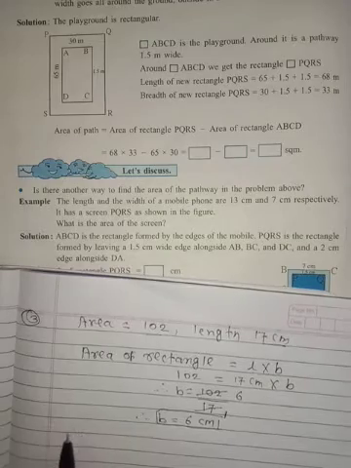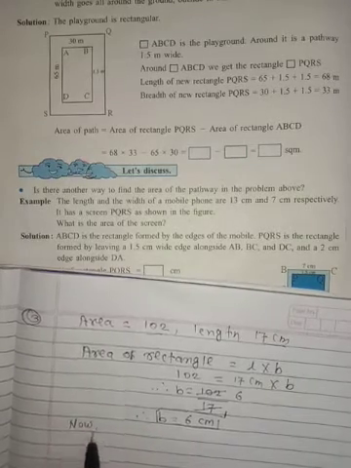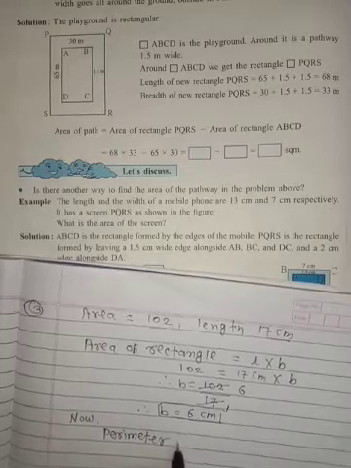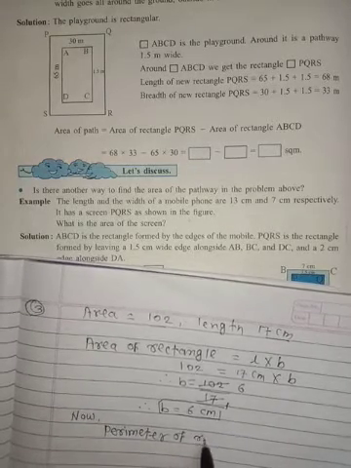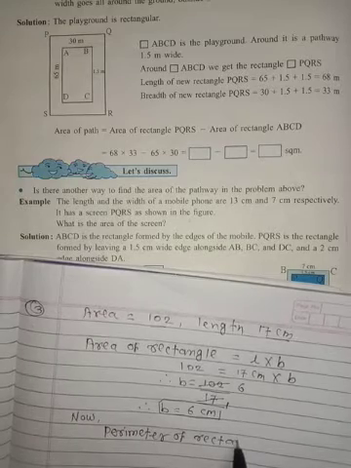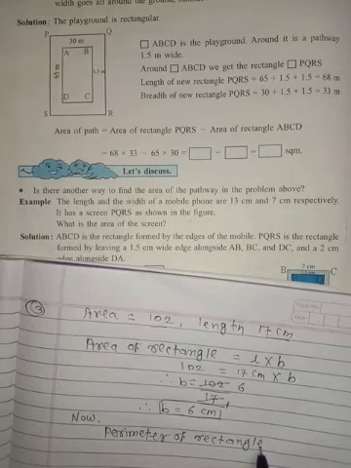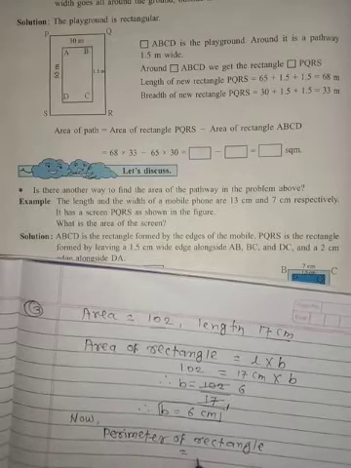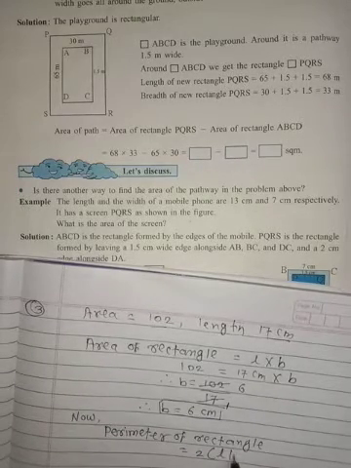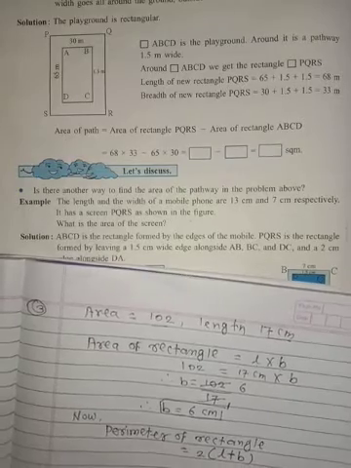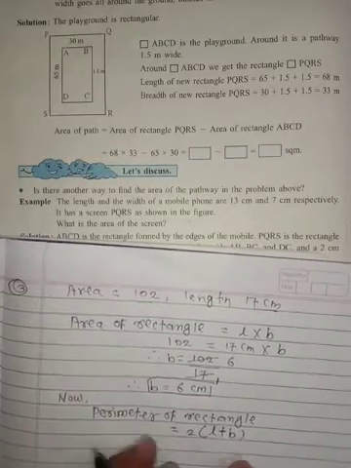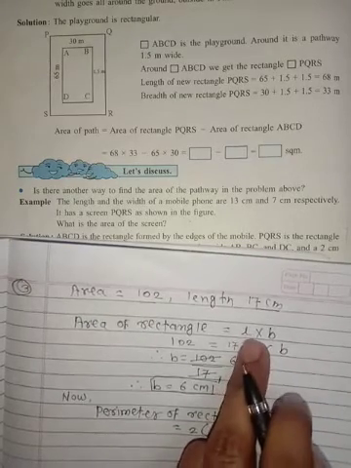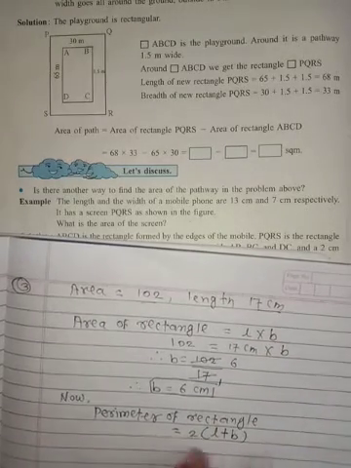So now, perimeter of rectangle equals, what is the formula of perimeter of rectangle? It is 2 in the bracket L plus B. This is the formula of perimeter of a rectangle, and this is the formula of area of a rectangle. Area is length multiplied by breadth, and perimeter is 2 times L plus B.